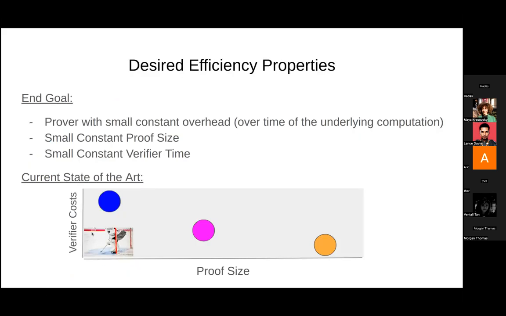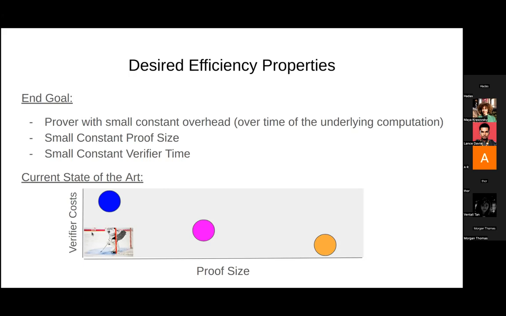So, our desired efficiency properties. The polynomial commitment scheme, even though it's only a building block of a SNARK, actually ends up being a pretty big bottleneck. So if you can get your PCS to be fast, then your SNARK will be much more efficient than if your PCS is not fast, although it's not the only bottleneck, but it is one of them. Our end goal down the line is to see if it's possible to get a prover with small constant overhead over the time of the computation. Obviously, when you're proving a computation, you can't hope to do better than the time that computation would take on its own. But we can hope to do basically that well.